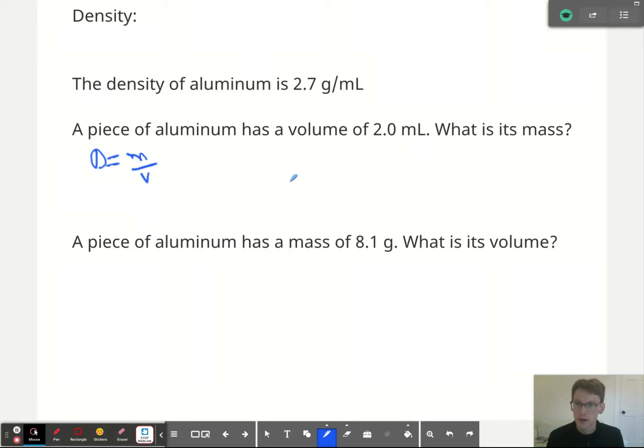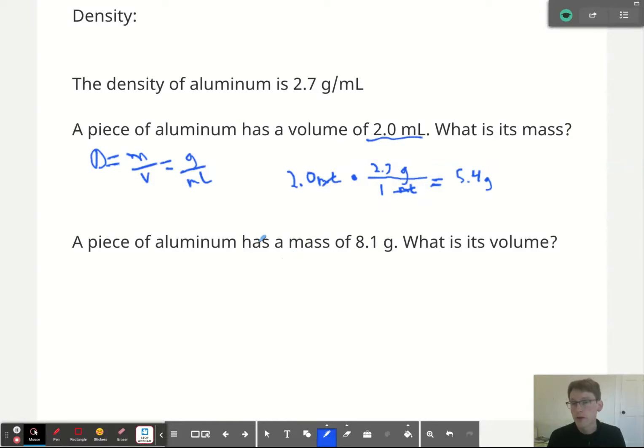So what I'm actually going to do is take the measurement that we're given. Our piece of aluminum has a volume of 2.0 milliliters, and I will multiply this by the density, which is exactly 2.7 grams for every 1 milliliter. I'm going to find that the milliliters cancel, and we end up with 5.4 grams. That would be the mass.